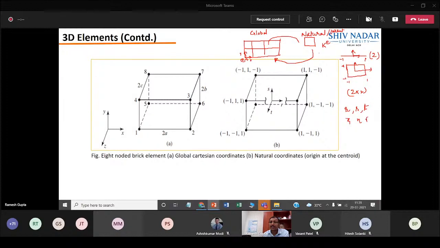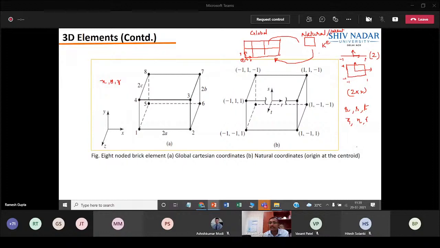Or Greek letters, let's say xi, eta, gamma. These kinds of letters will be utilized to represent the natural coordinate system, whereas your global coordinate system is usually represented by x, y, z. So that is where you can differentiate the dimensionality. One is units from -1 to 1, -1 to 1 in both directions.